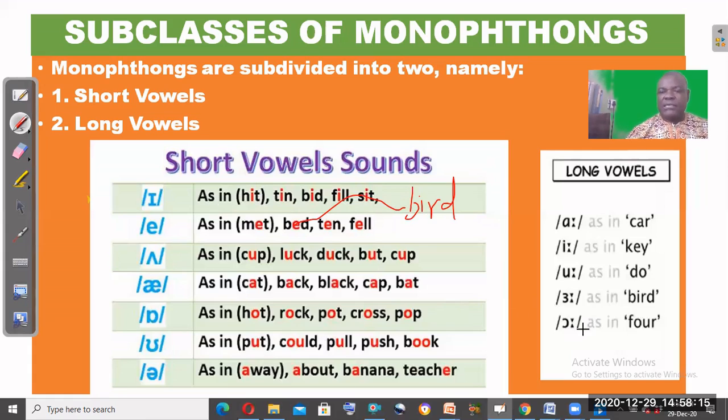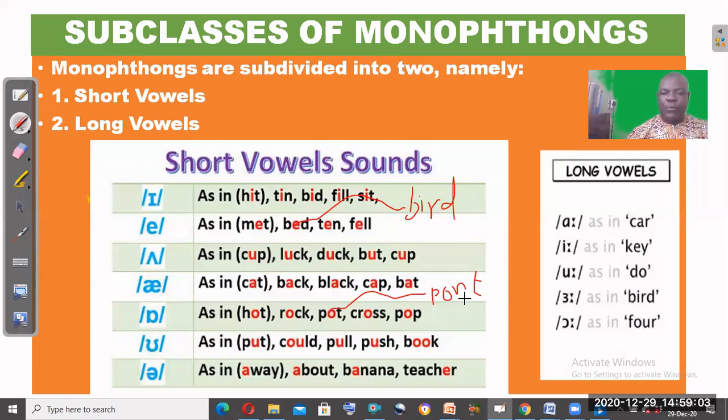Then the last but not the least among the long vowels is or, as in for. Now, we can contrast this sound with the short one, which is o. Now, let's look at the word pots and then contrast it with P-O-R. Well, it's not proper. Okay, let's P-O-R-T.